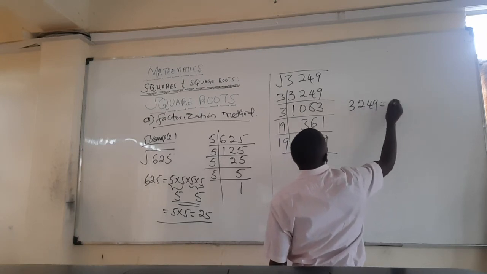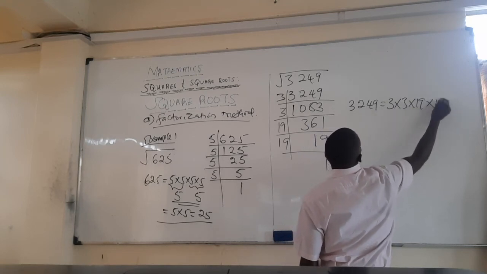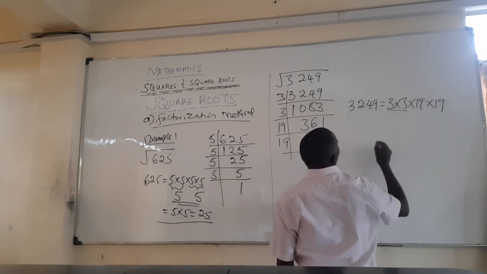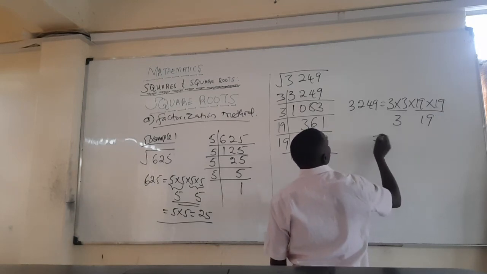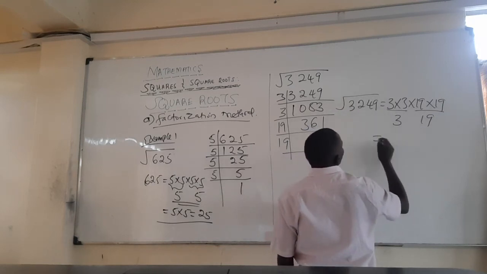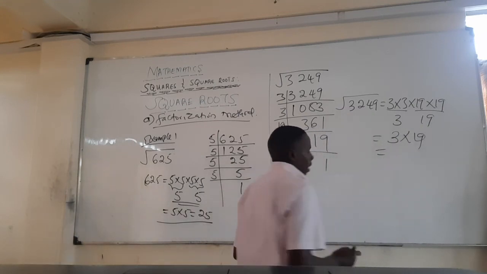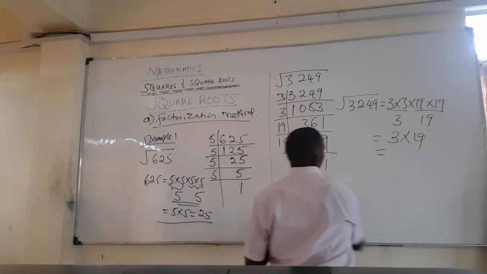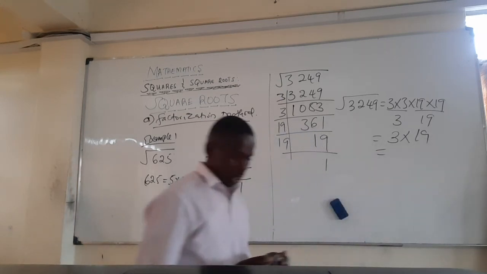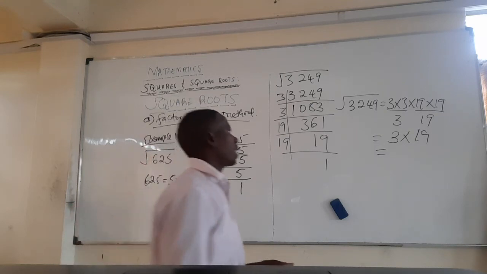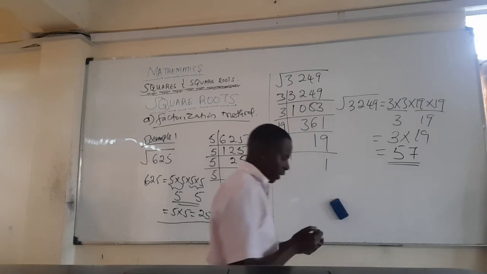So 3,249 in factor form is 3 times 3 times 19 times 19. And then you pick 1 in each pair, 3, and then 19. So the square root of that number is going to be 3 times 19, which is equal to 57. 3 times 19 is equal to 57.